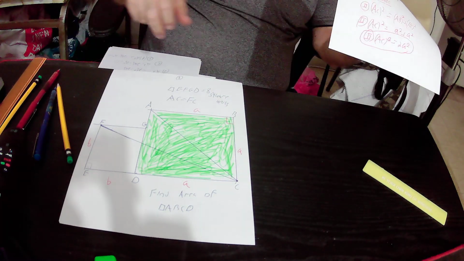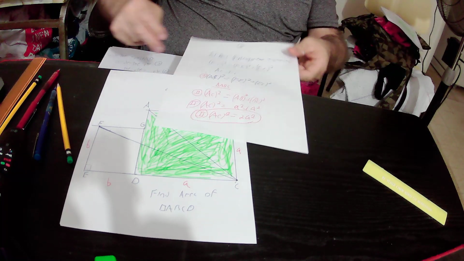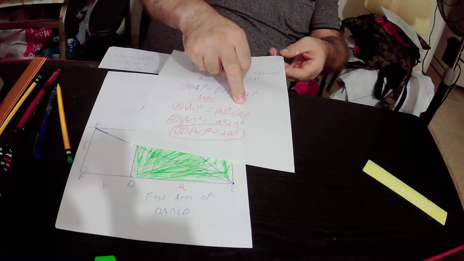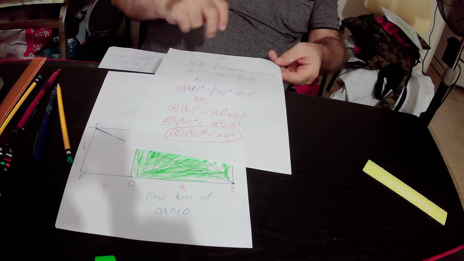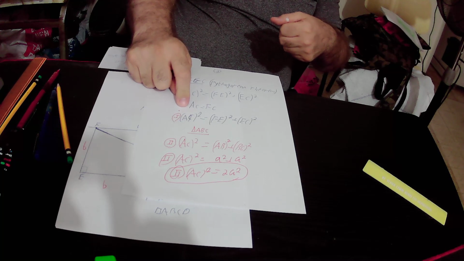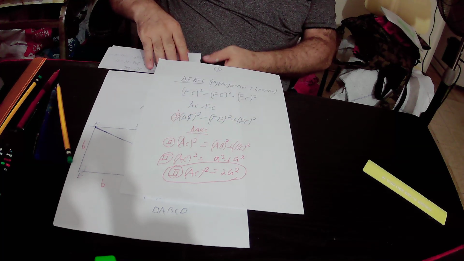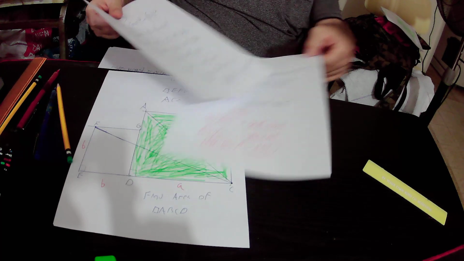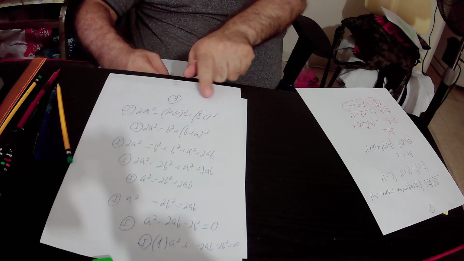Okay, but what is the value of AB? According to our definition, AB equals A, and BC also equals A, so AC square equals A square plus A square. So we got that AC square equals 2 times A square. We can substitute AC square in equation number 1 by 2 times A square, and we get that 2 times A square equals FE square plus EC square.